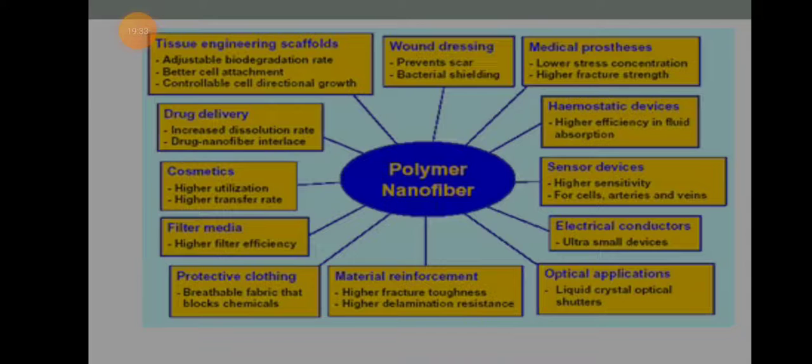One is wound dressing, which prevents scars and provides bacterial shielding. The second one is medical prosthesis, with lower stress concentration and higher fracture strength. The third one is hemostatic devices, with higher efficiency in fluid absorption. And the fourth one is sensor devices, with higher sensitivity for cells, arteries and veins. And electrical conductors, ultra small devices.